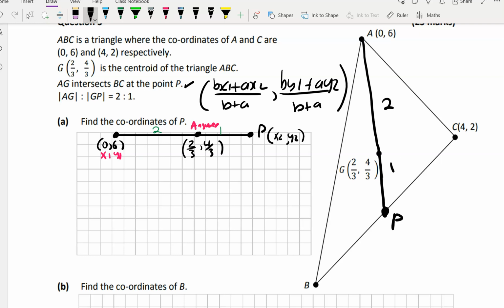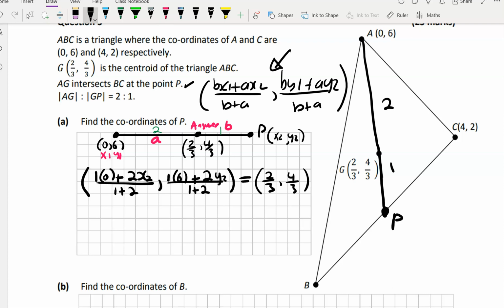So let's fill them into this equation here. Our a is going to be 2 and our b is going to be 1. So fill in the formula. When you set up your formula, you have it as follows. And now just simplify your top lines.